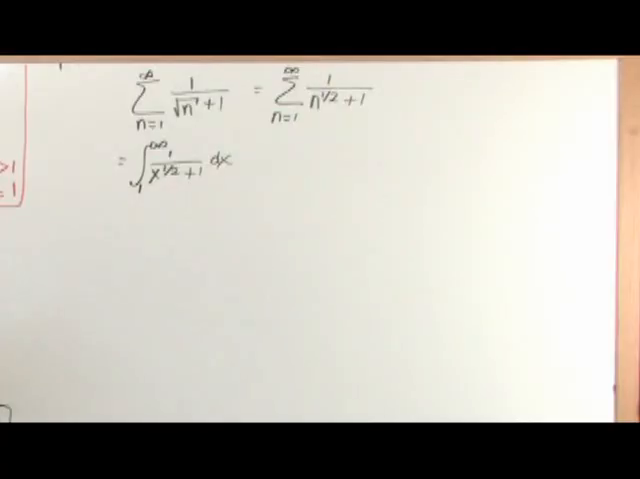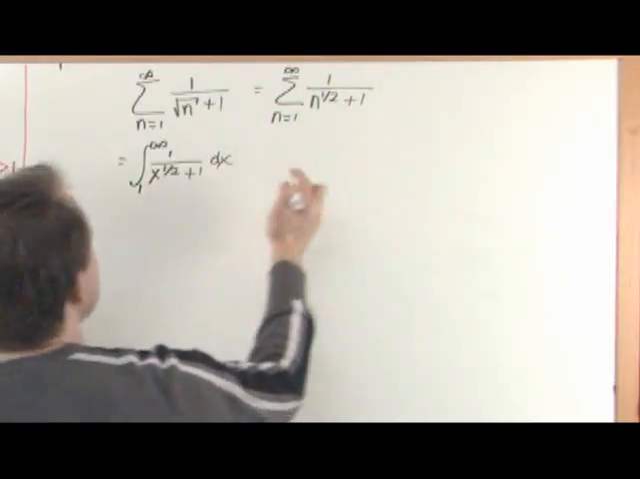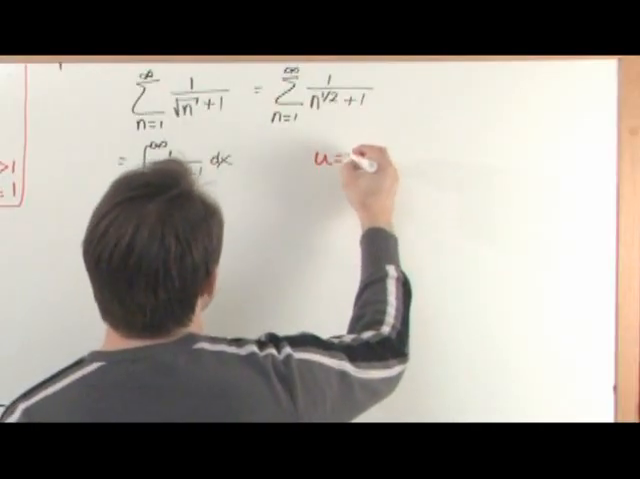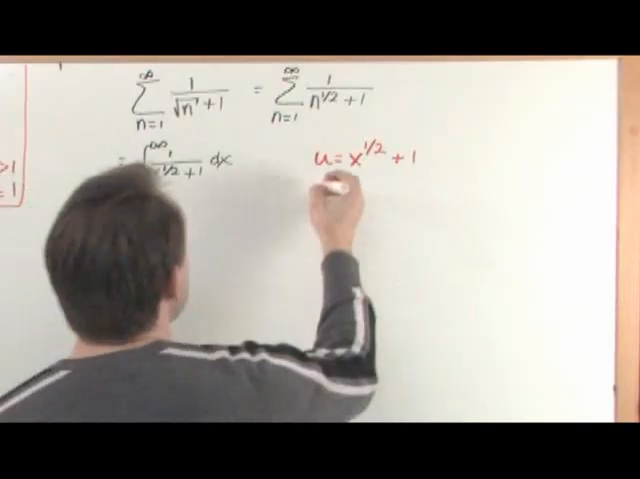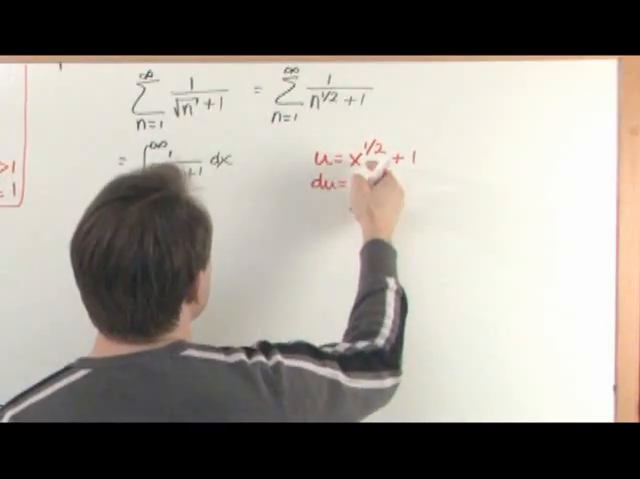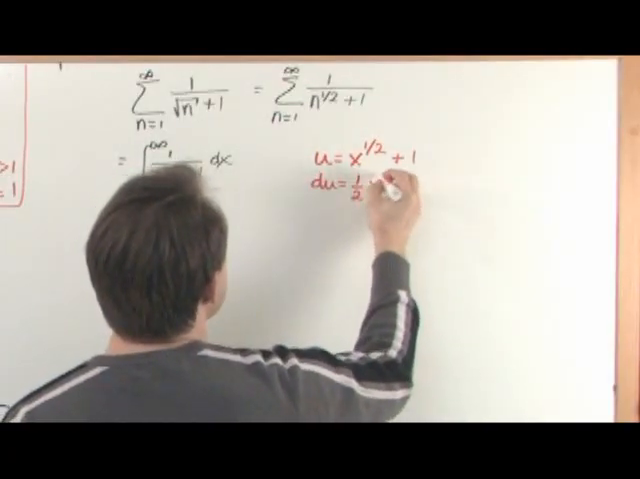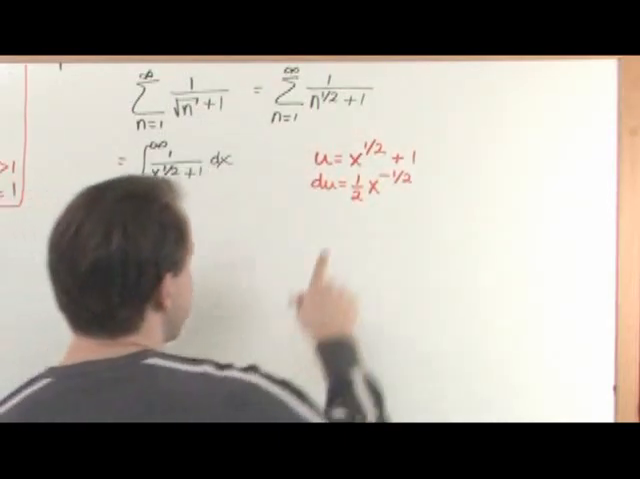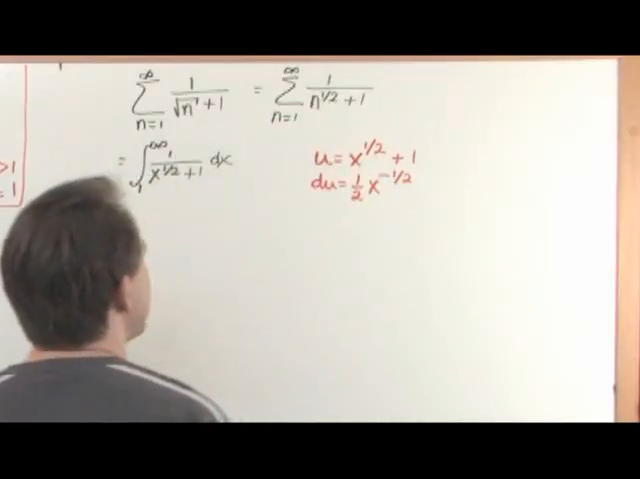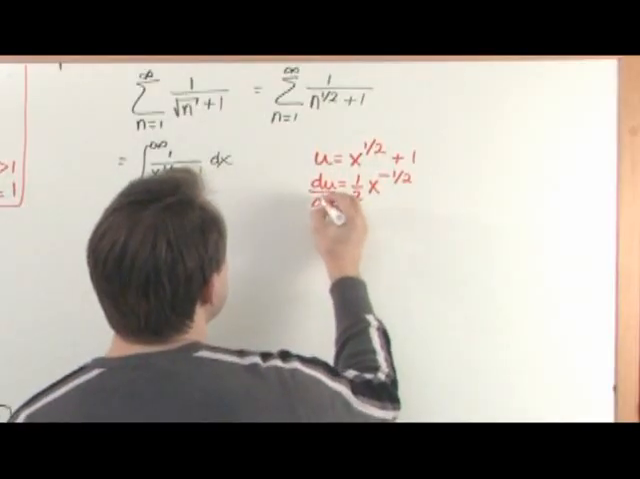Substitution is always going to involve trying different things, trial and error. So let's go ahead and try to set the denominator equal to u. u is equal to x to the 1/2 plus 1. Then du would be equal to 1/2 x to the negative 1/2, and the derivative of 1 is 0. So its exponent comes down, x to the exponent minus 1. And this is du/dx.